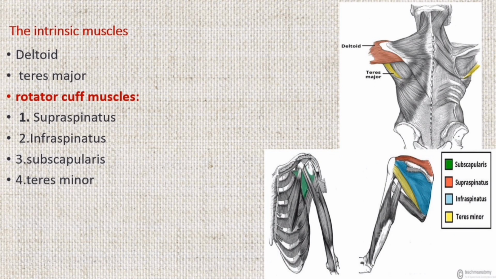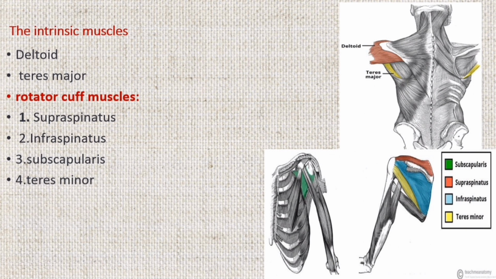The intrinsic muscles, also known as the scapulohumeral group, originate from the scapula and/or clavicle, and attach to the humerus. There are 6 muscles in this group: the deltoid, teres major, and the 4 rotator cuff muscles, supraspinatus, infraspinatus, subscapularis and teres minor. Deltoid. The deltoid muscle is shaped like an inverted triangle.